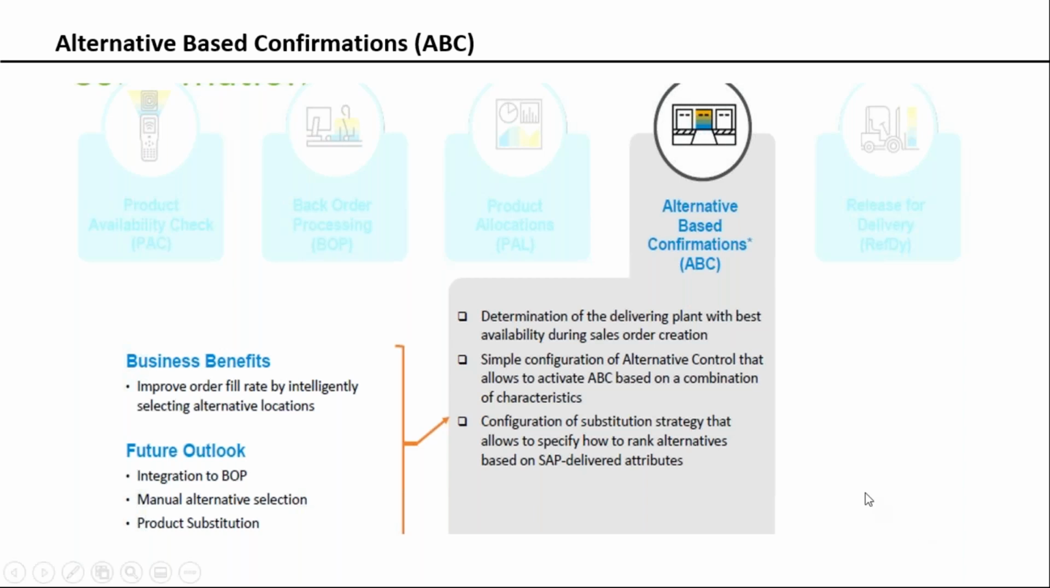So here is the determination of the delivering plant with best availability during the sales order process. This functionality is also simplified with 2 different Fiori apps, to maintain alternative controls or substitution strategies.